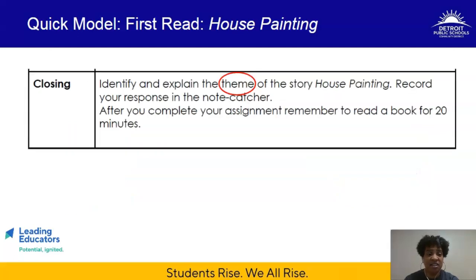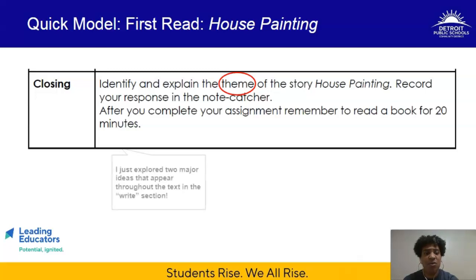And then finally, to close, you are going to identify and explain the theme of the story House Painting, recording your response in the note catcher, and make sure that you're including some examples and evidence from the text as always. So you know what theme is here. You know that the theme is the recurring message throughout the course of a story. Sometimes it could be summed up in a word, sometimes a phrase. And we just, in our right section here, explored two major ideas that appear throughout the entire text, okay? So the right section has already identified, I would say, hint, hint, two critical concepts that will lead you to the theme of the story.